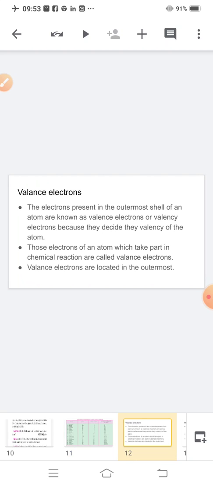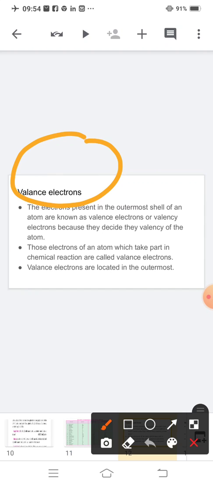Now, next topic is valence electrons. As we all know, the outermost electron shell of an atom is known as the valence shell, because in the outermost shell the atom will gain electrons or donate its electrons. So those shells in which electrons can be donated or gained are known as your valence shells.